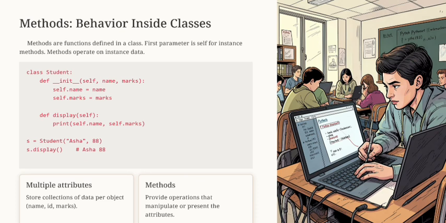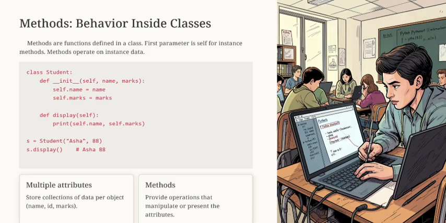Okay, so why do we use methods? Methods provide several benefits. Number one, organized behavior. Methods keep related operations together. For example, a bank account: we have deposit, withdraw, check balance.